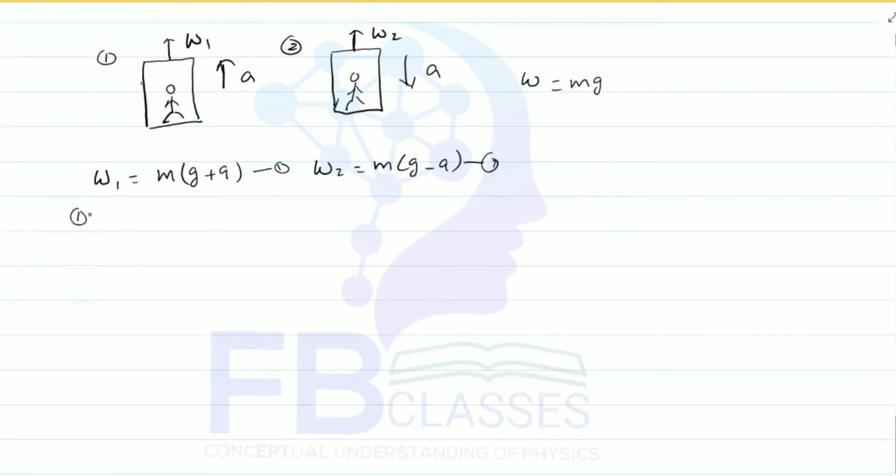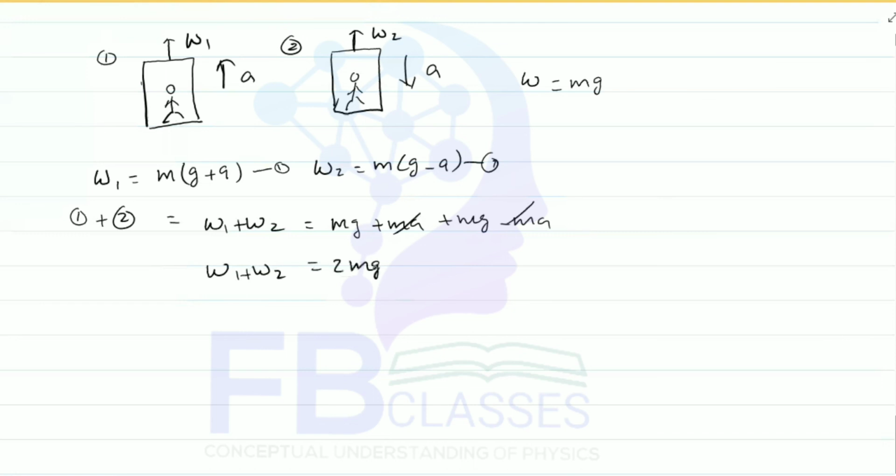So 1 plus 2. So how much is it, my dear? That is equal to W1 plus W2. So W1 plus W2 is equal to mg plus ma plus mg minus ma. See, minus ma plus ma get cancelled. How much is remaining here? W1 plus W2 is equal to 2mg. So W1 plus W2 upon 2 is equal to mg.